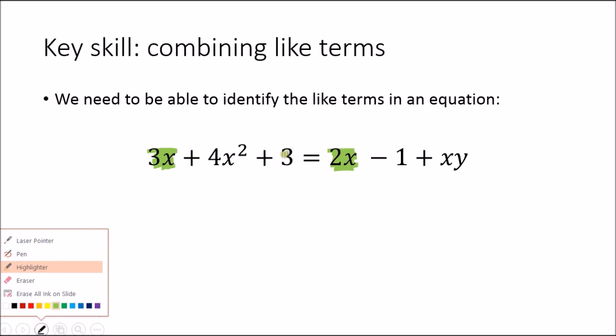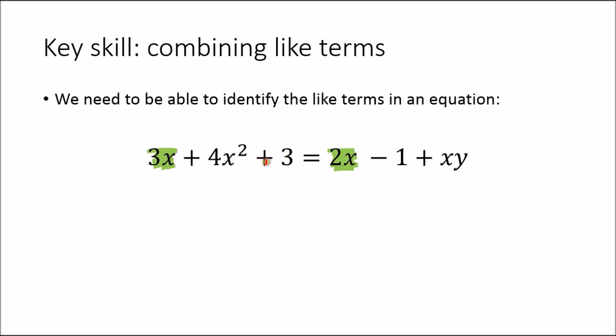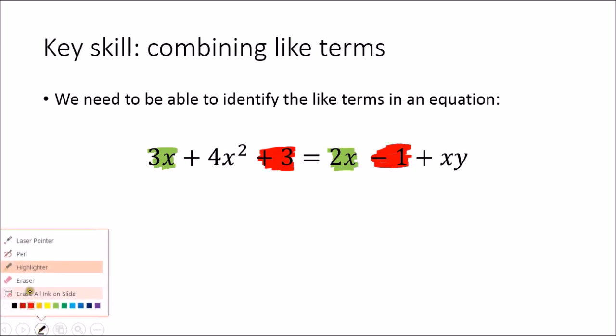So if I just change my color here just to make it a bit clearer, I've got numbers here and I've got numbers here. Now, one thing that's worth remembering as well is that the sign actually belongs to the number or the term after it. So really, this plus 3 is the term. So they're like terms, the minus 1 and the plus 3, the 3x and the 2x are like terms. The 4x squared is currently sad by itself because it doesn't have any like terms at this stage.